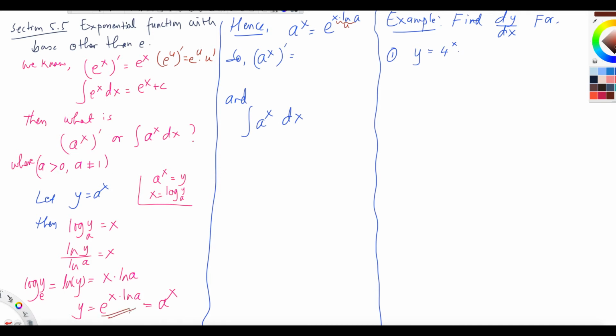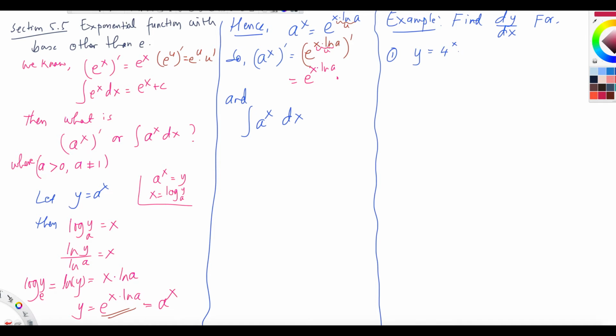Now to find the derivative of that, you can treat x times ln a as u. What is the derivative? e to the x times ln a, times u prime. u prime is the derivative of that exponent. But natural log of a is a constant.